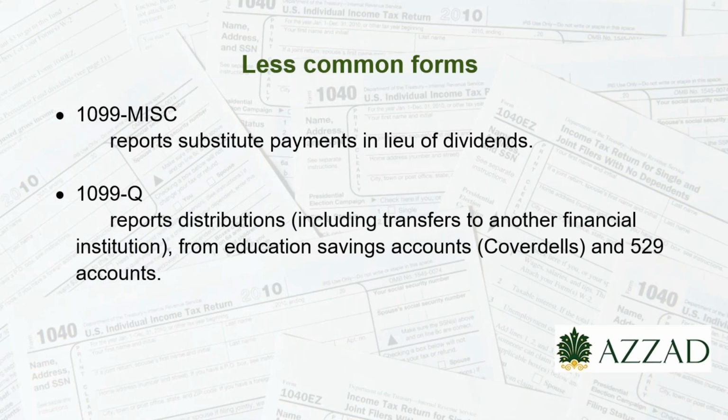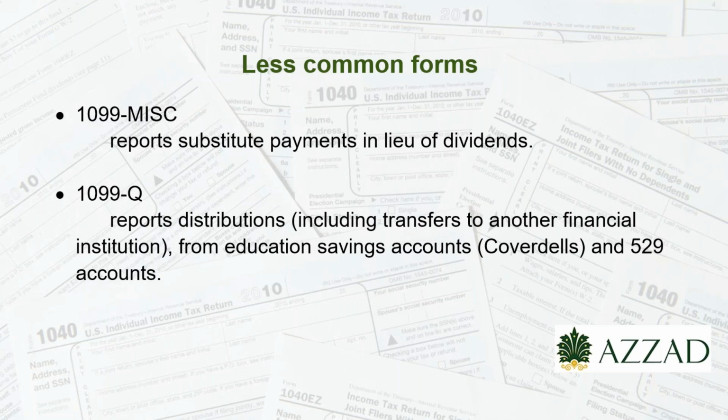There are other less common types of 1099 forms that you may receive if you invest in certain types of securities or accounts or perform certain transactions. These include 1099 Miscellaneous, which reports substitute payments in lieu of dividends, and 1099-Q, which reports distributions, including transfers to another financial institution, from Coverdell Education Savings accounts and 529 accounts.